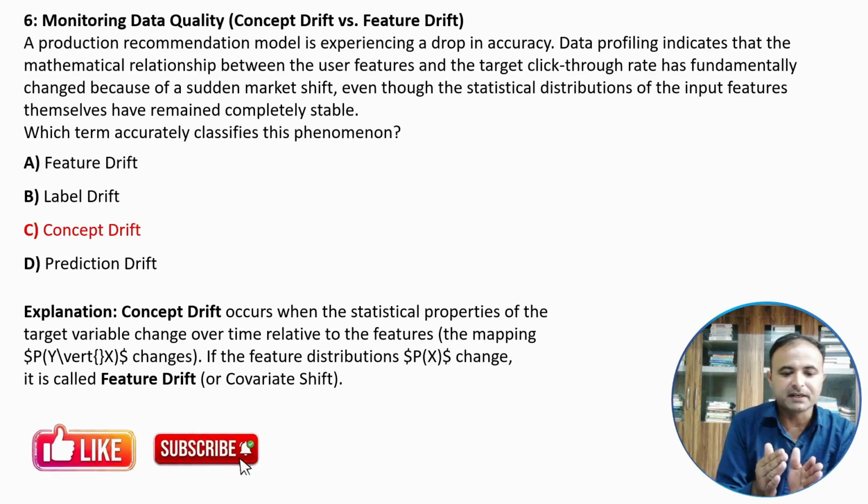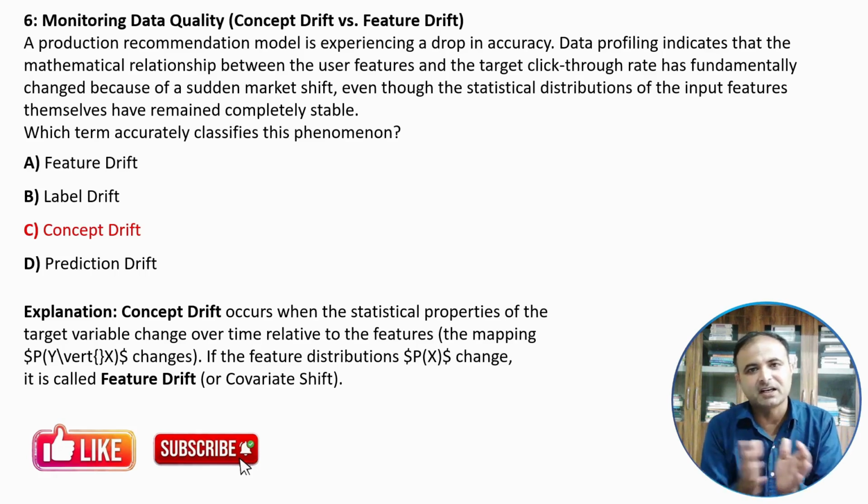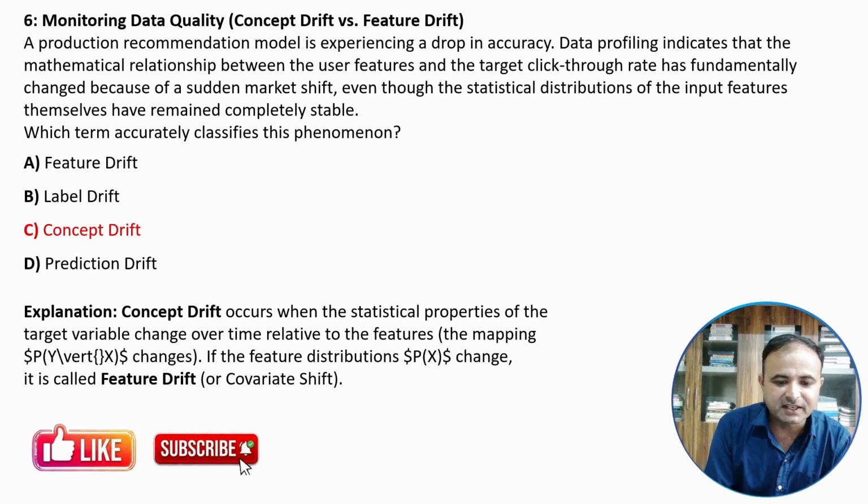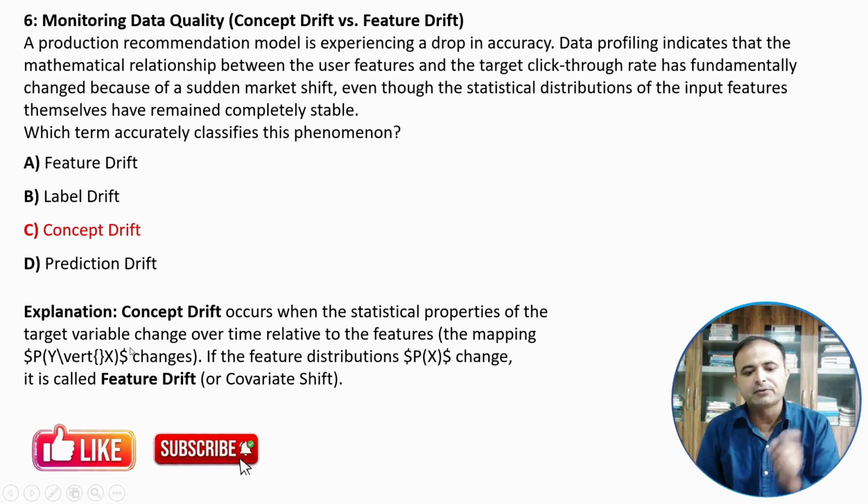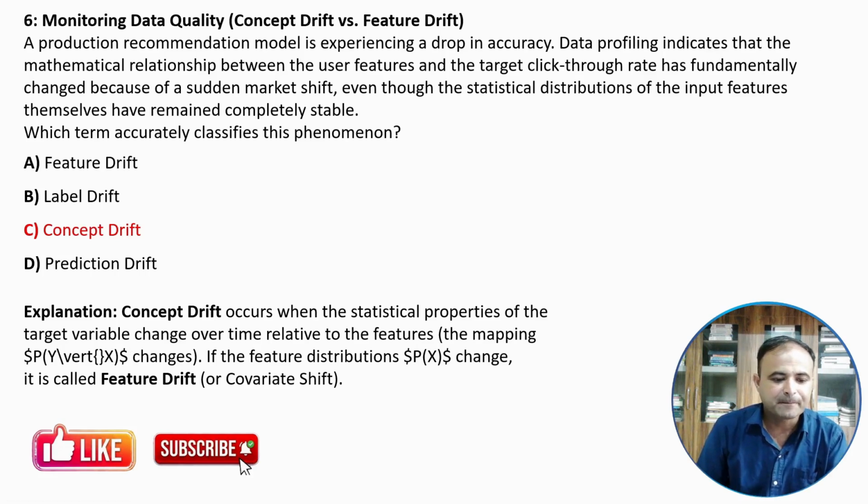Feature drift is something completely different. Those questions are related to statistics like mean, mode, median, standard deviation, skewness, kurtosis. Now I am talking about concept drift. It occurs when the statistical properties of the target variable change over time relative to the features. The mapping changes. If the feature distribution changes, that will be feature drift.